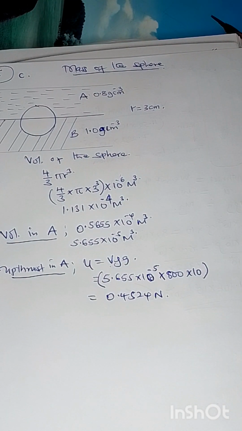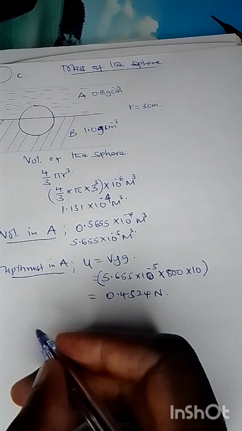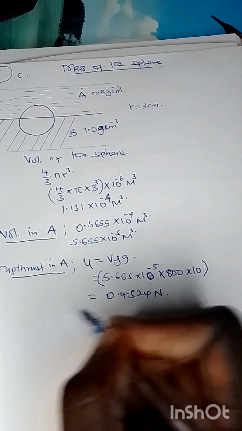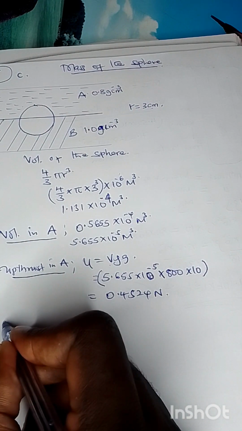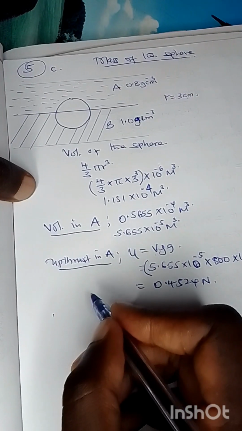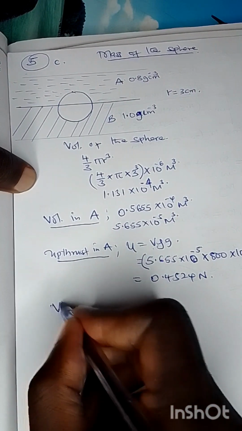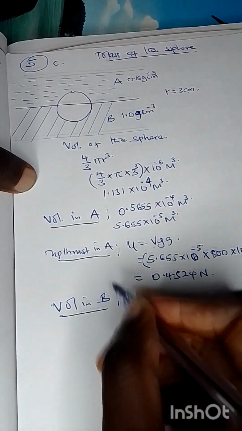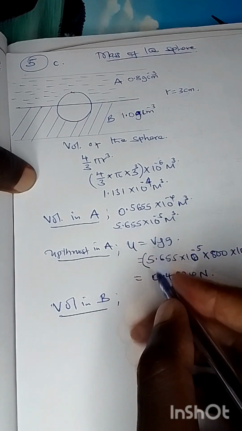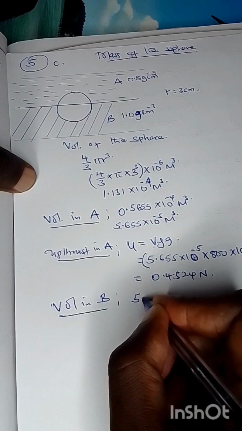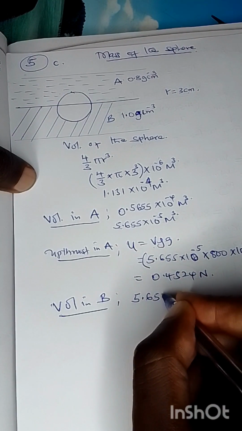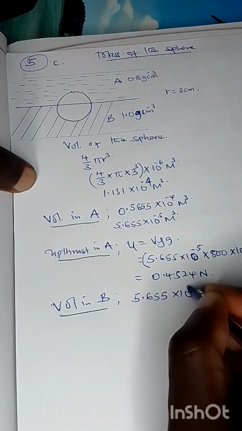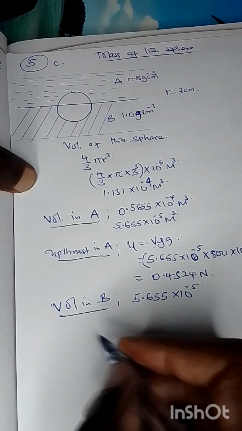We go to the volume of the sphere in liquid B. So we say volume in B. The volume in B will be the same as this one because half of the sphere was in B and half of it was also in A. 5.655 times 10 power negative 5.